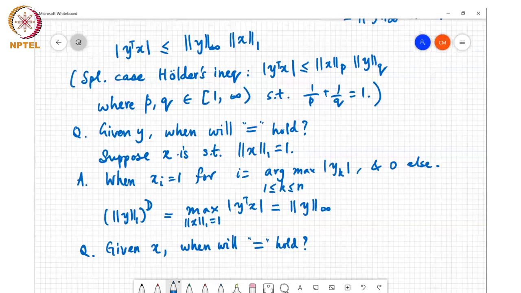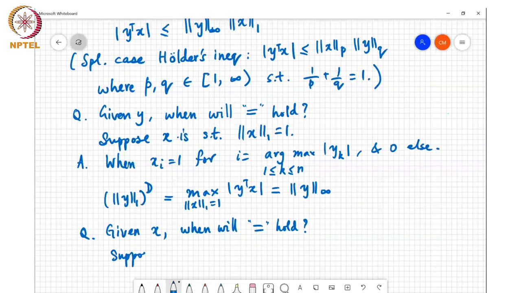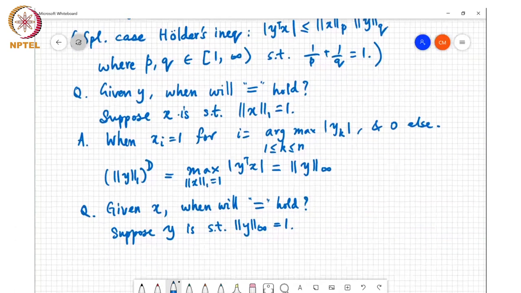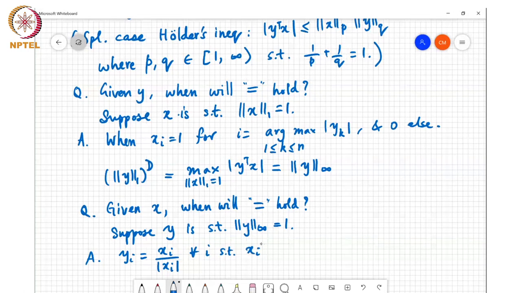And it holds when, again, suppose y is such that... then basically what I have to do is to choose yi equal to xi over mod xi for every i such that xi is not equal to 0. And if xi equals 0, it's eventually going to multiply with 0 anyway, but I can choose it to be 0 otherwise.